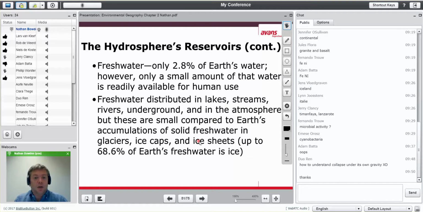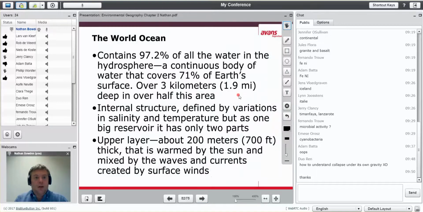streams, rivers, underground, and in the atmosphere, but small compared to Earth's fresh reservoir in the glaciers, ice caps, and ice sheets. 68.6% of Earth's fresh water is ice. The ocean contains 97.2% of all the water, a continuous body of water that covers 71% of Earth's surface and is in some areas 3 kilometers deep.